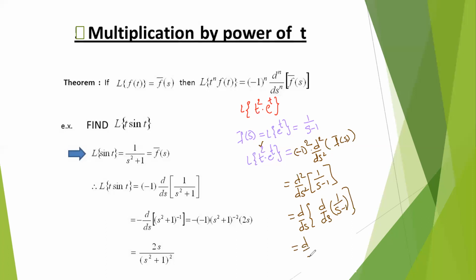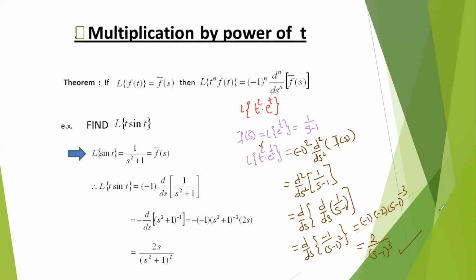So d by ds of one time differentiation of 1 by s minus 1 is minus 1 by s minus 1 whole square, as we have discussed in previous example. That is differentiation of 1 by x is minus 1 by x square. So again, we need to differentiate this one. Then what happens? This minus 1 will be out, and the differentiation of s minus 1 whole power minus 2 can be written as minus 2 into s minus 1 whole power minus 3. Therefore, finally, 2 divided by s minus 1 whole cube is the required output of this Laplace transformation of t square into e power t.